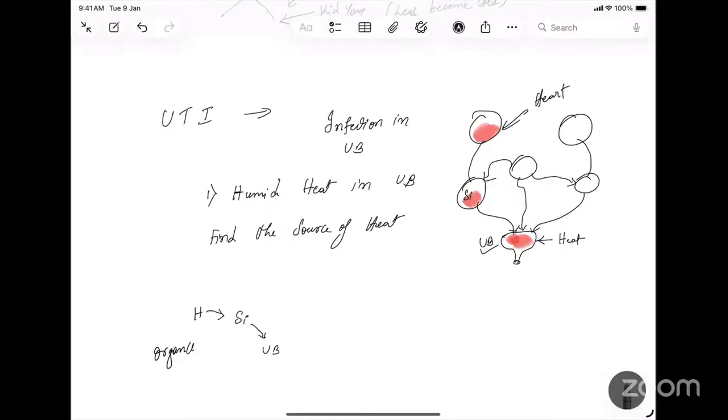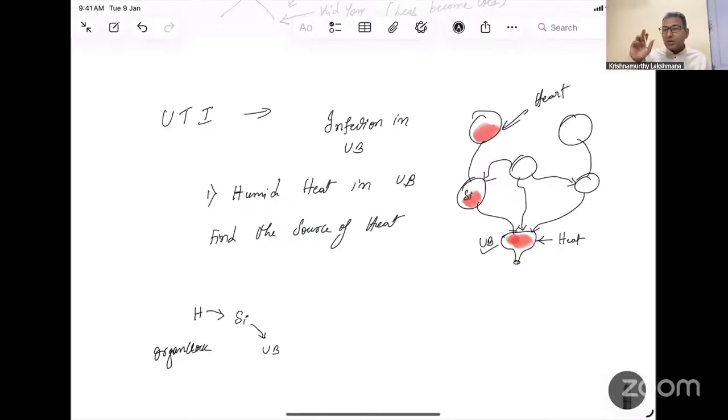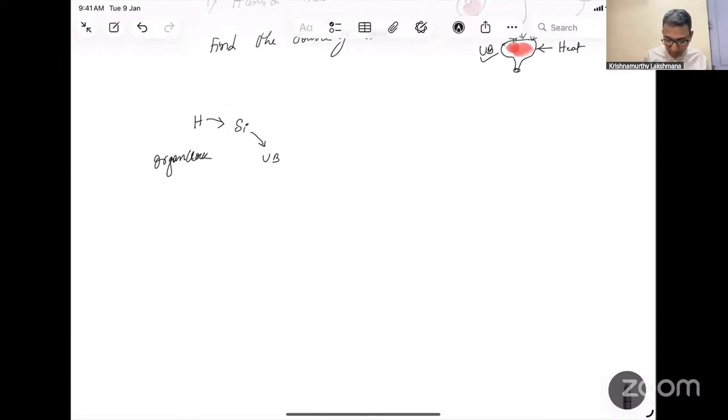Yes, sir. If you try to reduce humid heat in UB, nothing is happening. The urinary infection is still the same. Then there may be excess heat in the liver, right? So you will have to work on reducing the heat in the liver. Why? How? So you have your food, mouth. From there you have the stomach. And from there you have the, I'm just writing it roughly.